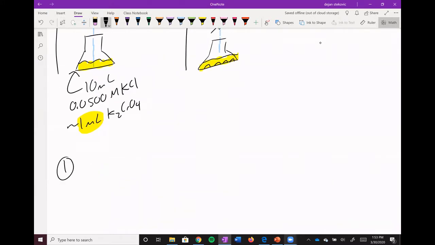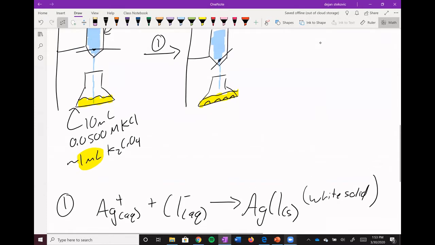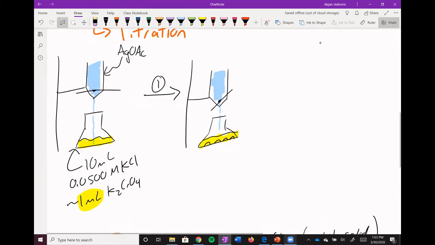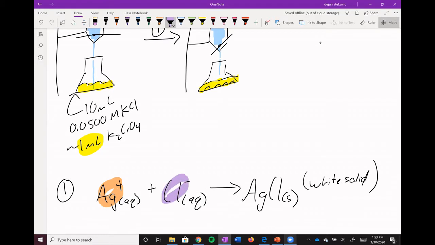And this is going to be due to the reaction of silver plus and chloride minus. These two combined are very insoluble, silver chloride. And so you get out a solid of silver chloride. And this is a white solid. With the silver coming from our titrant, and then the chloride coming from this solution, right? So the silver is going to react with the chloride, and as long as that is happening, all you're going to form is a white solid.